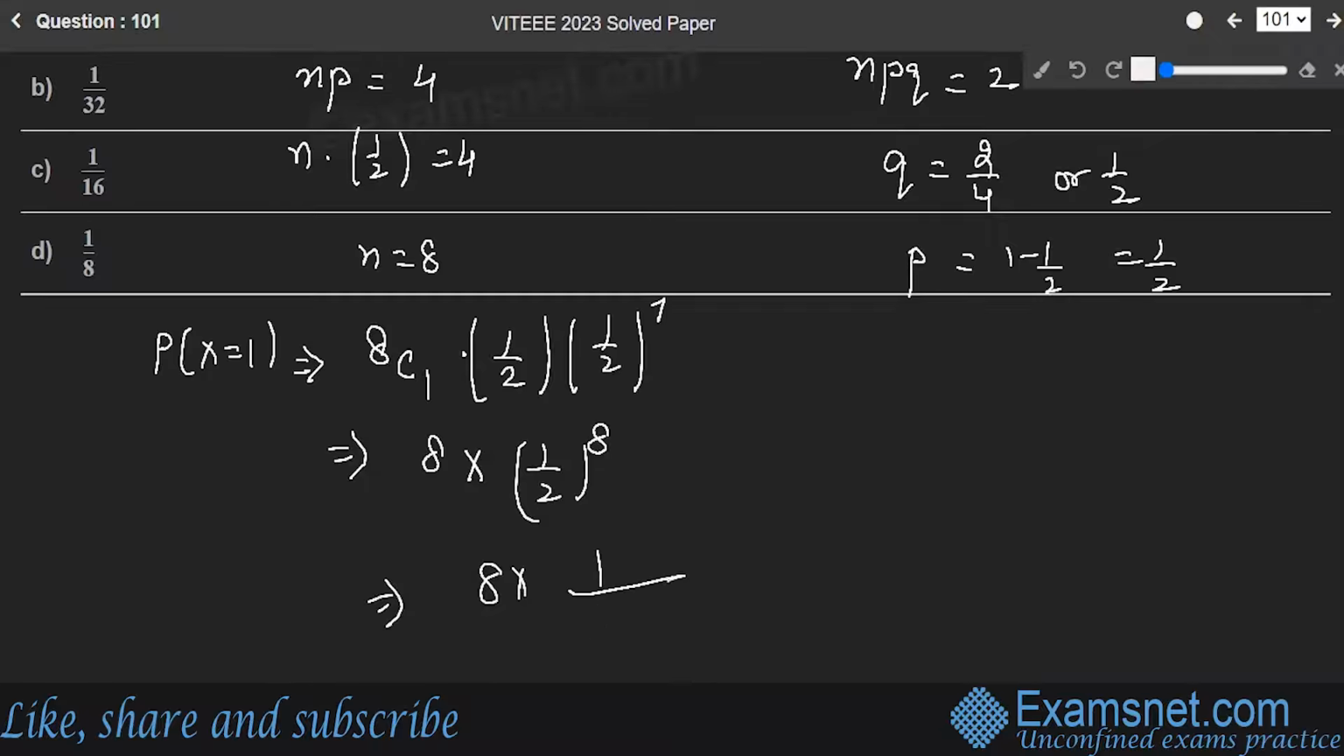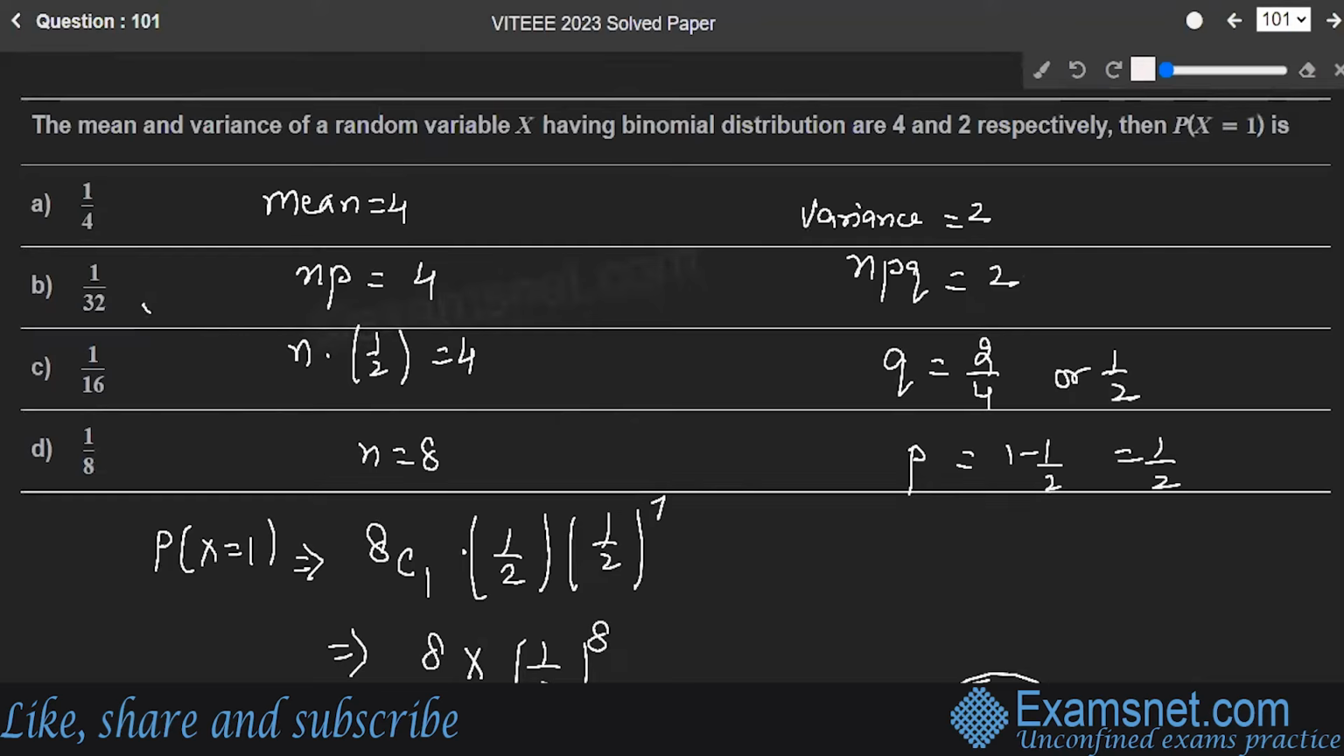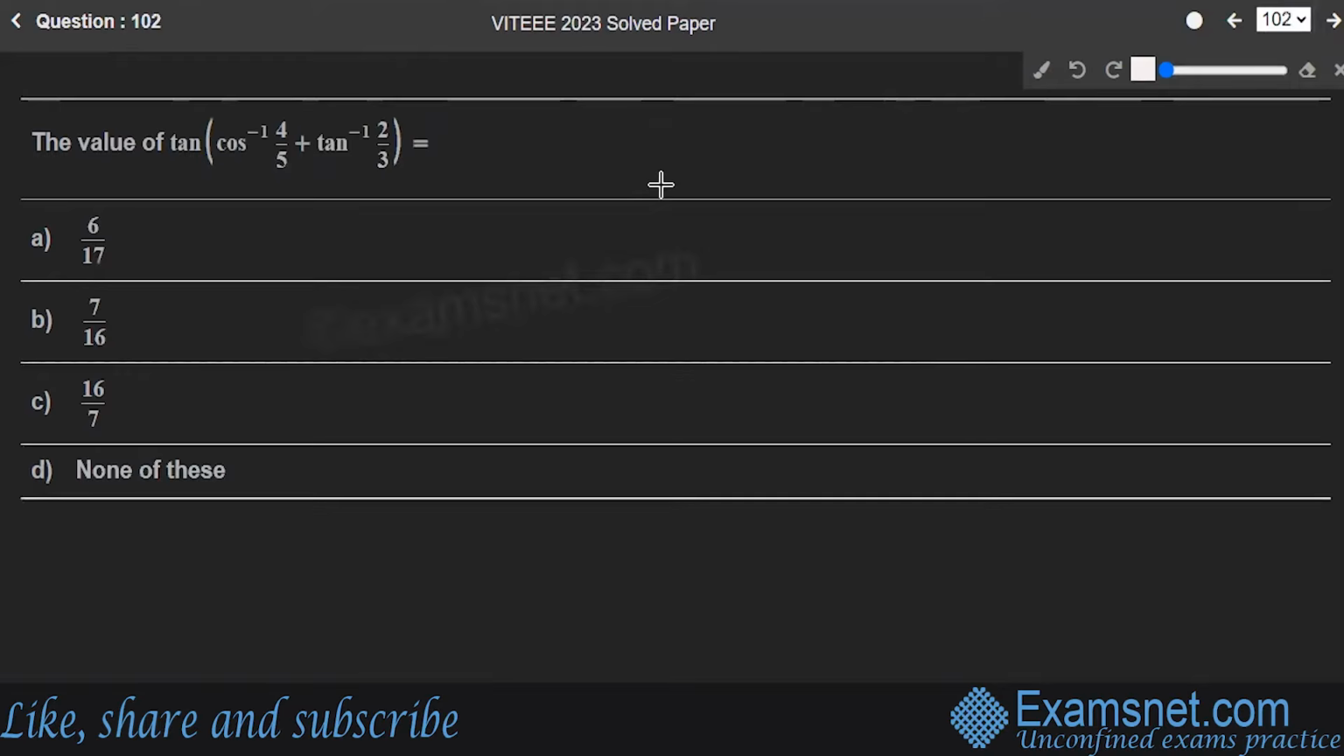This is 8 into 2 raised to power 3 into 2 raised to power 5, so this is equal to 1 upon 32. So you have option B as the answer. Hope you understood this. Next is 102 question. The value of tan of cos inverse 4 by 5 plus tan inverse of 2 by 3 is equal to.